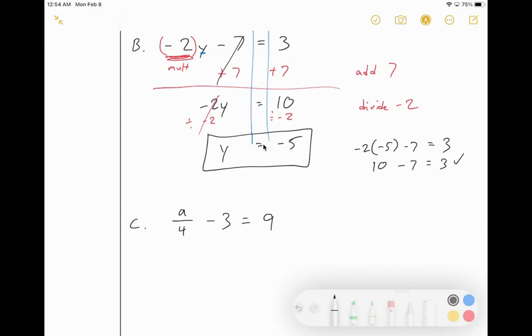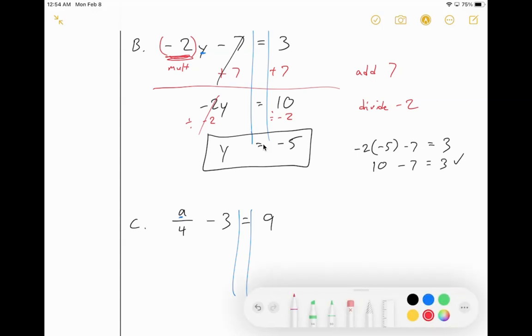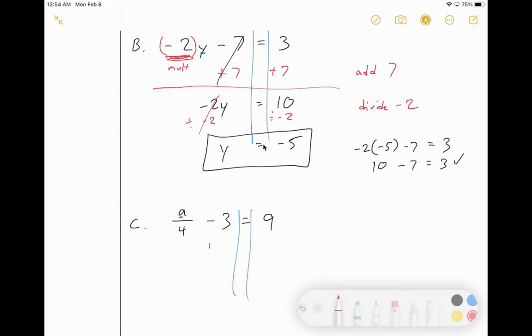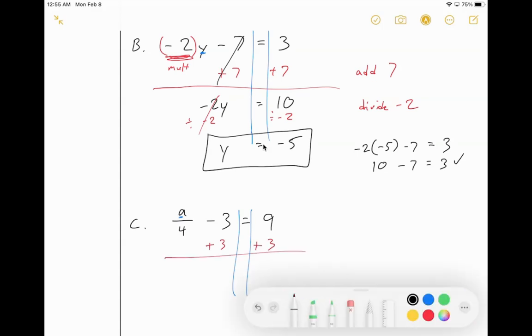All right. I'm going to draw my wall. I see this is division, a divided by 4 minus 3. So again, my variable's over here. There's the a right there. That's my variable. All right, I'm going to do some reverse order of operations. I see a minus 3, so I'm going to add 3. That's the only way that gets rid of it.